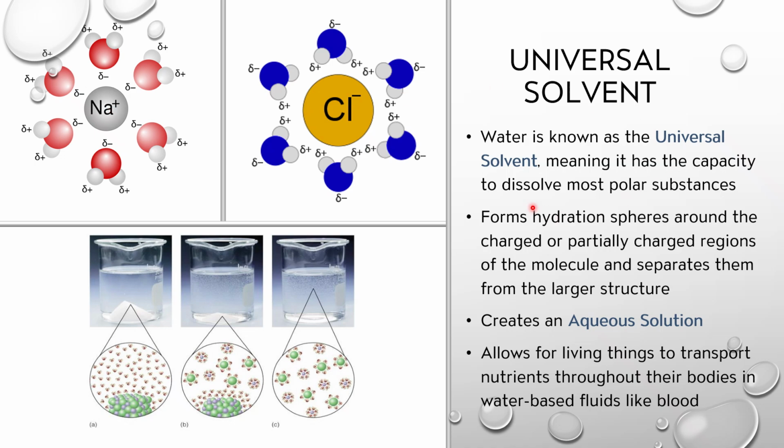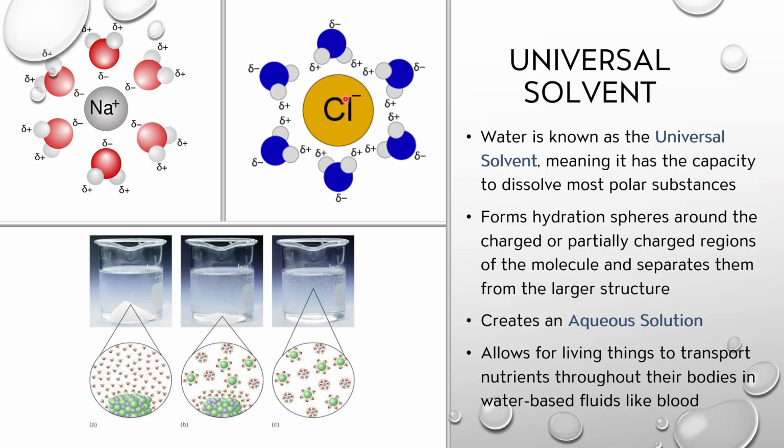So water has a term, it's called the universal solvent, meaning it can dissolve most polar substances. Pretty much almost every polar substance, water can dissolve it. And the way it does this is by forming hydration spheres, and it all comes down to polarity and hydrogen bonding again. If the substance of the solute is polar, then water is going to try to form hydrogen bonds to it.